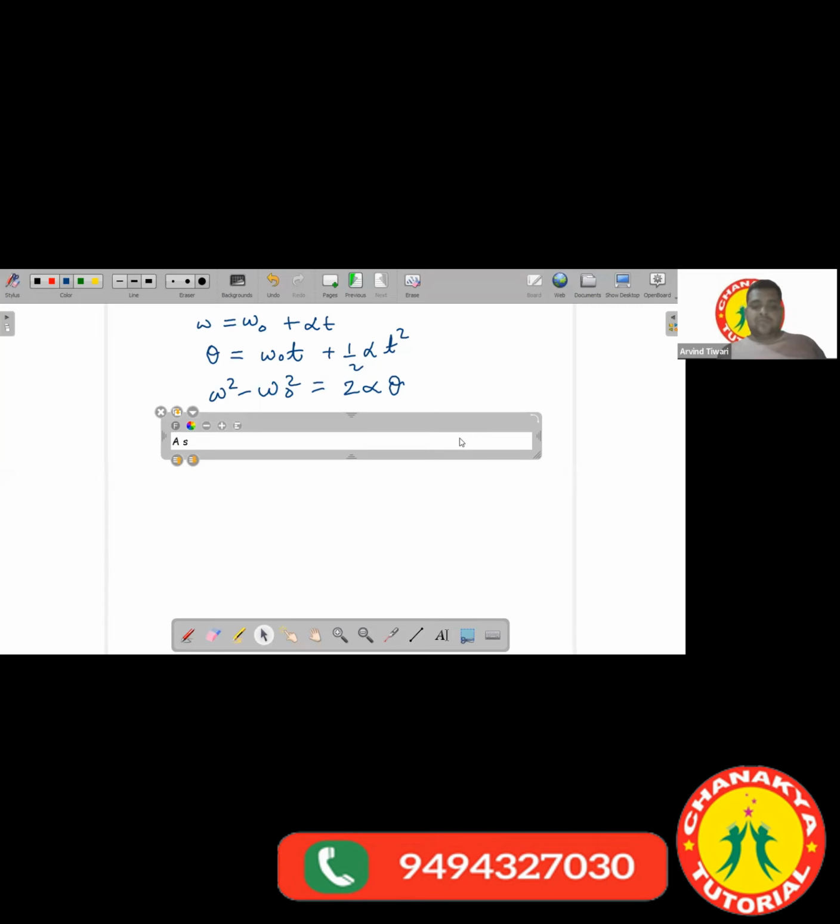A spot on a wheel starts to rotate from a stationary position and attains an angular velocity of 20 radian per second in 4 seconds.